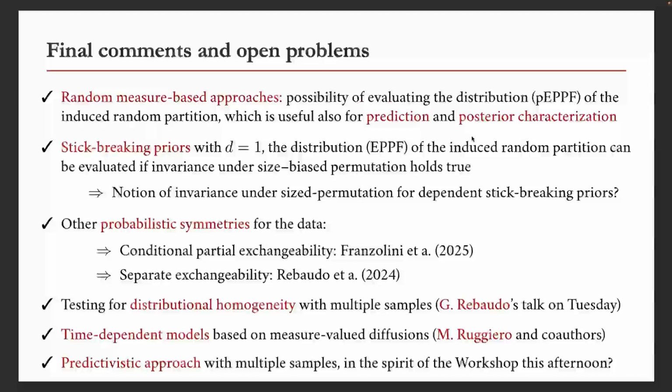Another aspect: here you see us talking about prediction starting from the empirical measure and deriving the predictive rule by marginalization, but as we know, this afternoon's workshop is about the predictivistic approach, where you start from a predictive rule without assuming a prior. It would be interesting to see how something with multiple samples can be realized. Probably it is already there. I know some work by Edwin Fong on non-parametric regression in this direction.